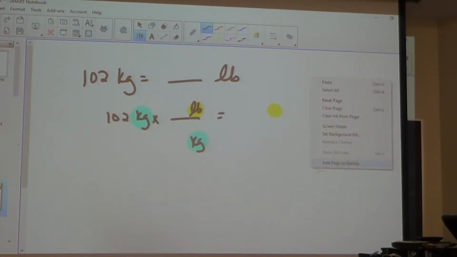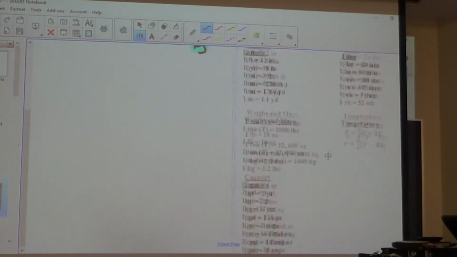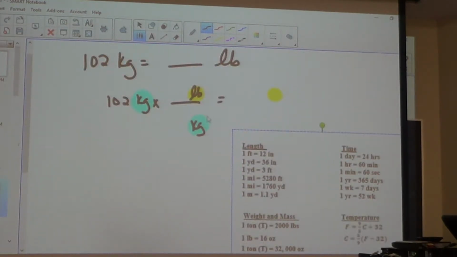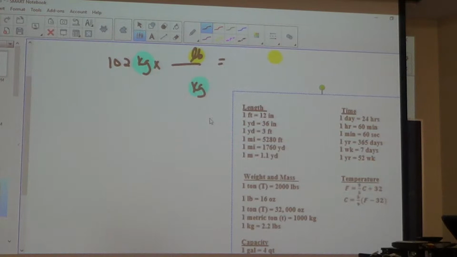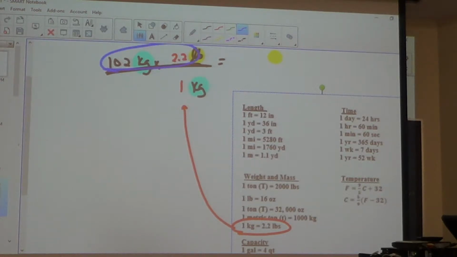So, I go to my formula sheet, and I need to find pounds and kilograms. Look right here. Pounds and kilograms. So what am I going to put beside the lb? 2.2. 2.2 goes beside the pounds, and 1 goes beside the kilogram. So am I going to multiply or am I going to divide? Multiply. I'm going to multiply because both of my numbers that are not 1 are upstairs.